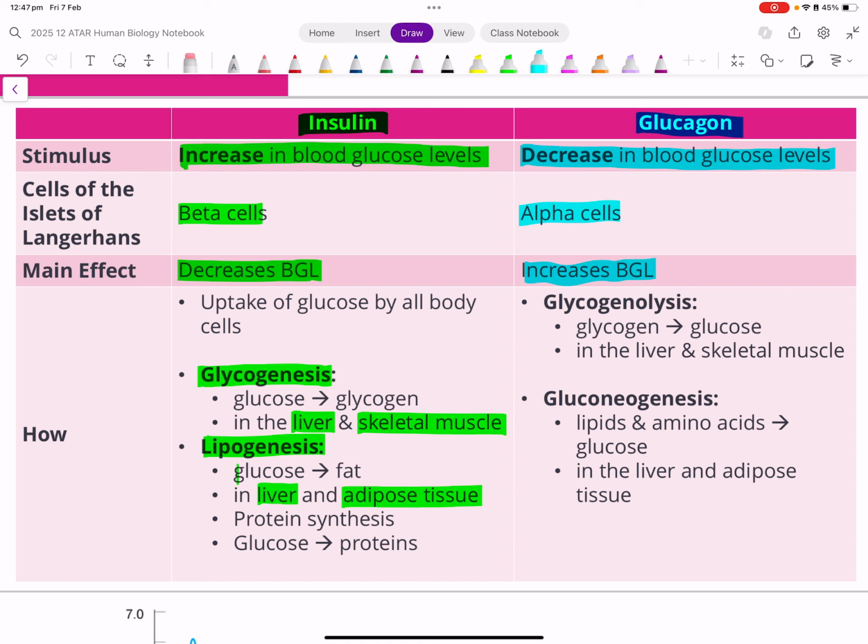These processes are named glycogenolysis, which is where glycogen is broken down into glucose, and this, same as glycogenesis, occurs in the liver and skeletal muscle, where it was stored earlier. And lastly, gluconeogenesis, where lipids, so fatty tissue, and amino acids, the building blocks of protein, are converted into glucose. And this again occurs in the liver and fatty tissue.